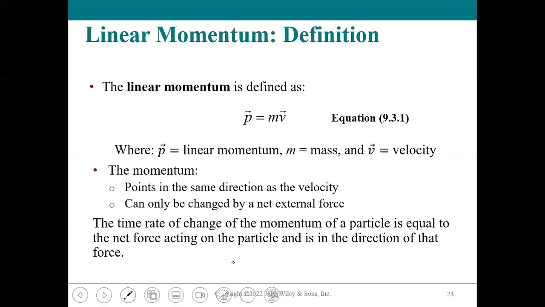By definition, the linear momentum is equal to mass times velocity. P is the symbol for linear momentum. Since this is a vector quantity, there is a vector sign at the top of P. This is linear momentum, M is mass, and V is the velocity. So the momentum points in the same direction as the velocity and can only be changed by a net external force. The time rate of change of the momentum of a particle is equal to the net force acting on the particle and is in the direction of that force.